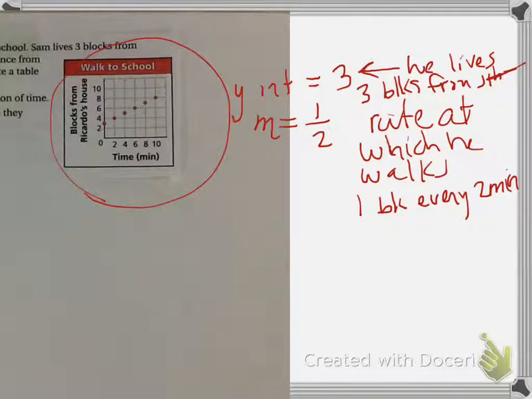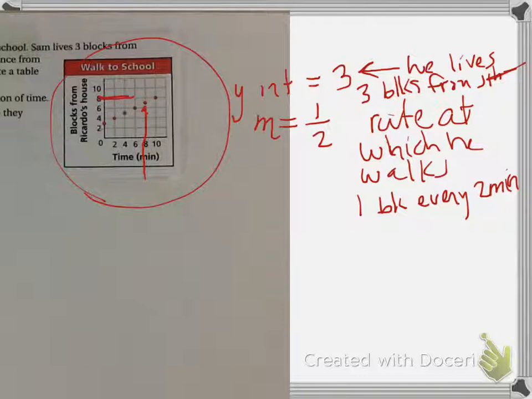If I asked you, is he walking away or is he walking towards? He's walking towards school. Is that a positive or negative slope? That's a positive slope. I'm trying to think of all the questions they could ask you. How far is he away when he's 8 minutes in? Well, then you could look at the 8 and say, well, at 8 minutes he's 7 blocks from his house.